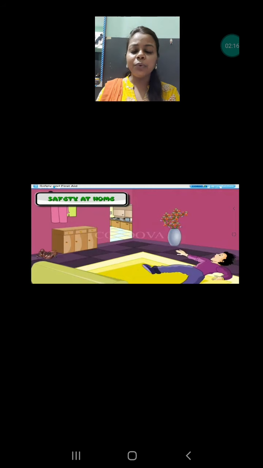So what will we do? After mopping the floor, we should not move over there. We have to let the floor dry, and after it gets dry, we can move over there. So please avoid moving on a wet floor, otherwise you can slip.